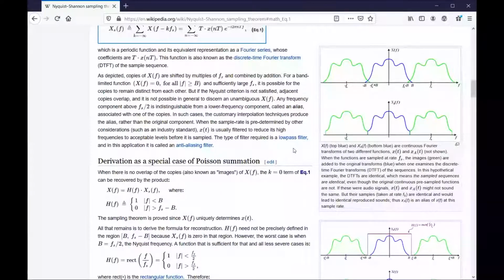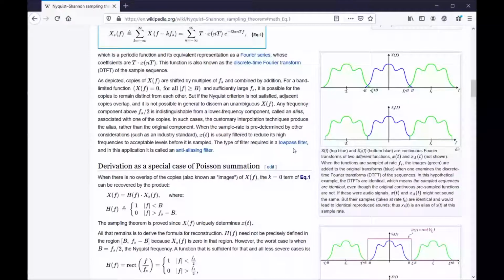Sorry about that. X sub s of f delta equals the sum from k equals negative infinity to infinity of x times open paren f minus k f sub s close paren equals the sum from n equals negative infinity to infinity of T times x times n T times e raised to the negative i 2 pi n T f power. Okay, I hold a Bachelor of Science degree in pure math, and I cannot parse that equation as it was just spoken. So luckily for us, Math Player comes to the rescue and allows us to navigate this equation structurally and hierarchically. So what do I mean by that?